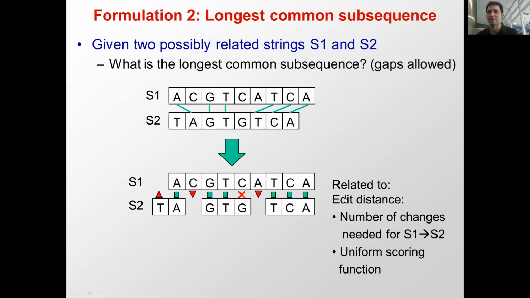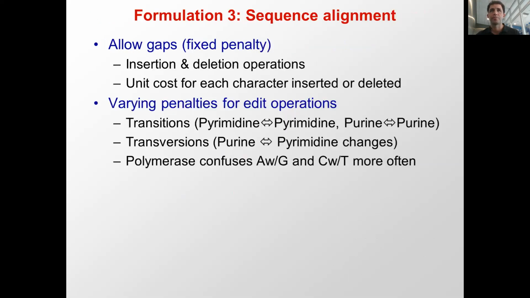So this is, in fact, quite related to edit distance, the number of changes needed to transform sequence S1 into S2, given a uniform scoring function. And this is just, if we assume that every evolutionary operation is equally likely, and therefore that every evolutionary operation should be weighed equally, cost the same amount.